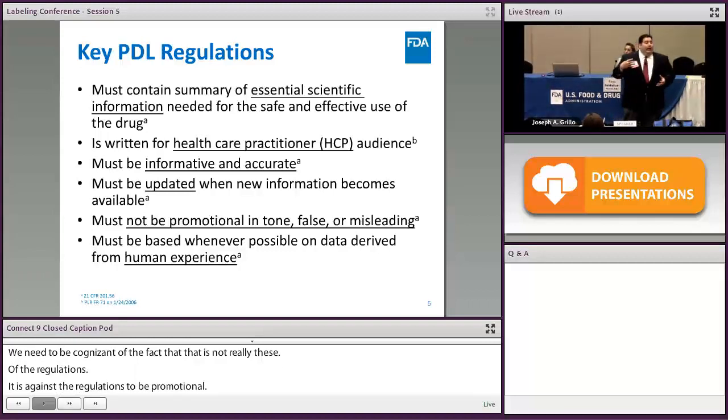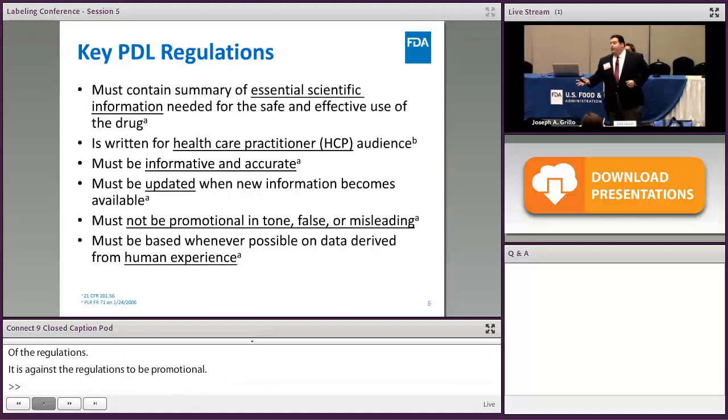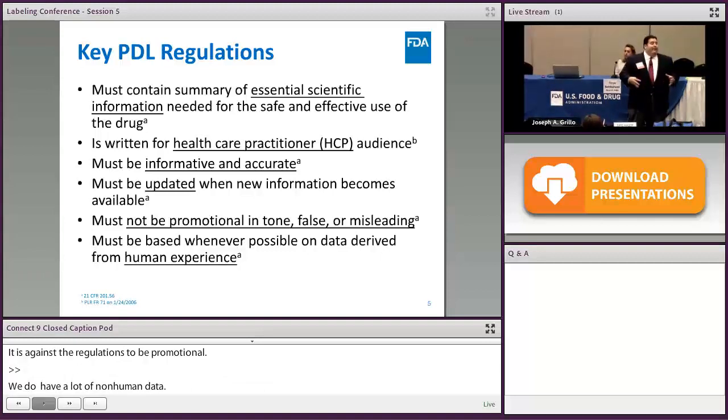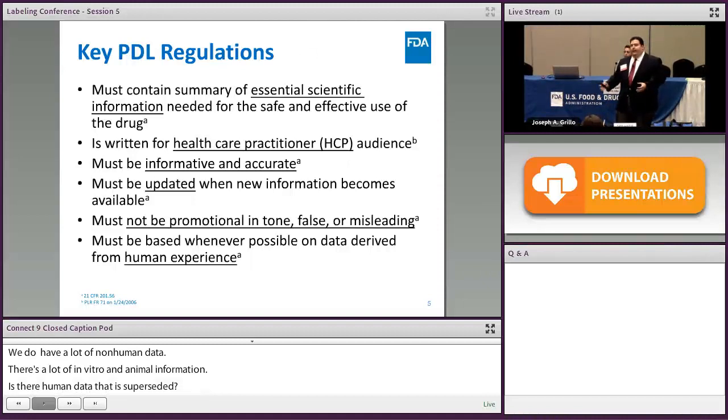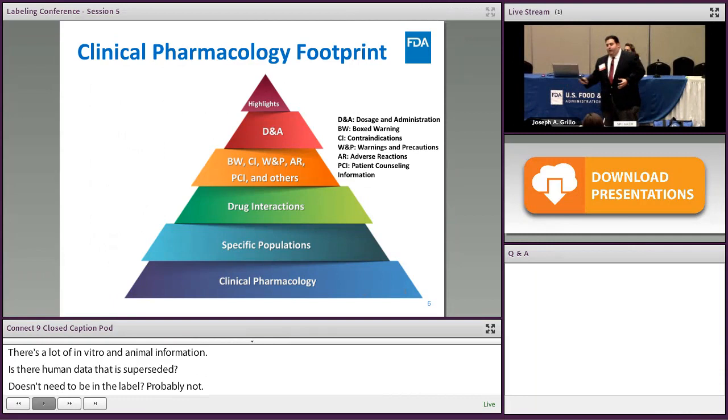Lastly, clinical pharmacology is a translational science, which means we tend to translate preclinical information and clinical information and try to meld them together. So we do have a lot of non-human data. There's a lot of in vitro information, there's a lot of animal information, and we have to be careful about what information we're putting in labeling. Is there human data that superseded the in vitro data, and therefore does it need to be in the label? Probably not. If animal data hasn't been superseded by human data, it probably doesn't need to be in the label.